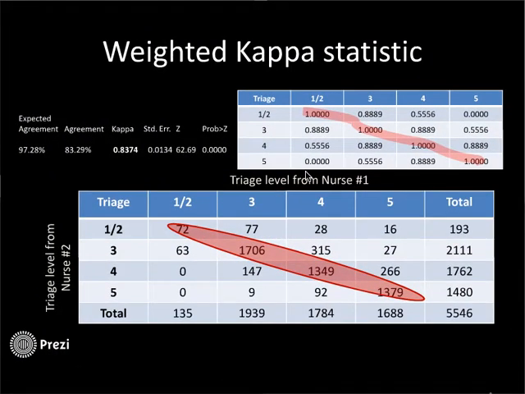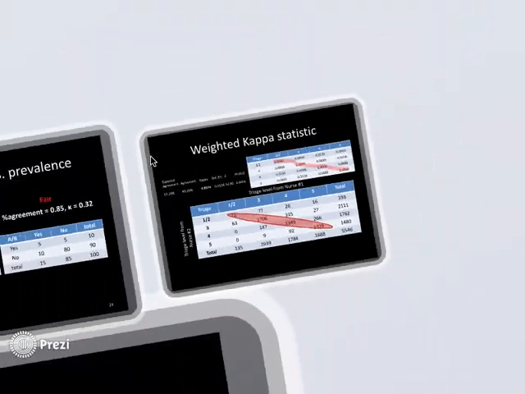Another issue is, is triage level 3 very different from level 4? So one of the solutions is you can have different weights for the kappa statistics. For this specific example, I would say that triage level 1 or 2 is 80% like triage level 3. By doing so, you will have a kappa value similar to the percent agreement in this example.